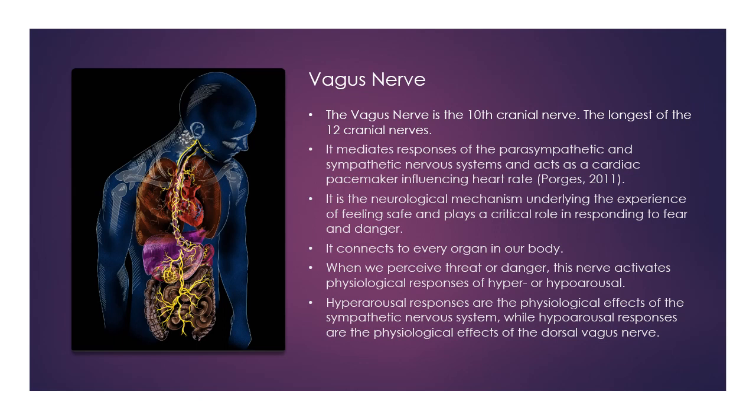When we perceive threat or danger, the nerve activates the physiological responses of either hyper or hypoarousal. Hyperarousal responses are the physiological effects of the sympathetic nervous system, while hypoarousal are the physiological effects of the dorsal vagus nerve, and this is commonly known as the freeze function.